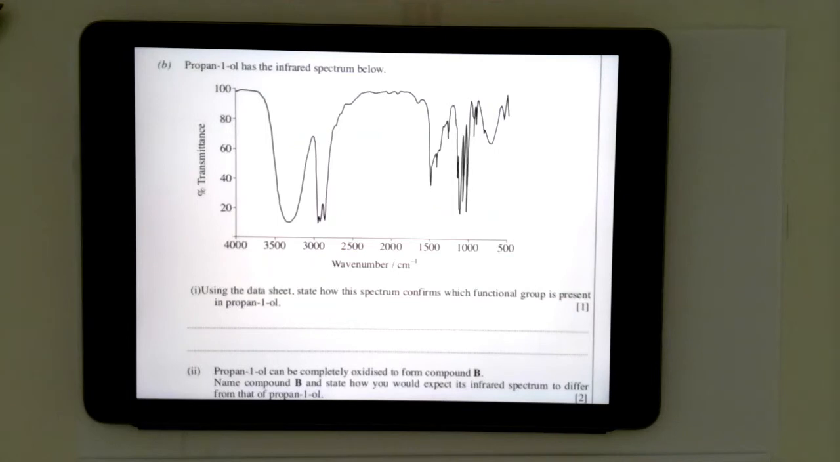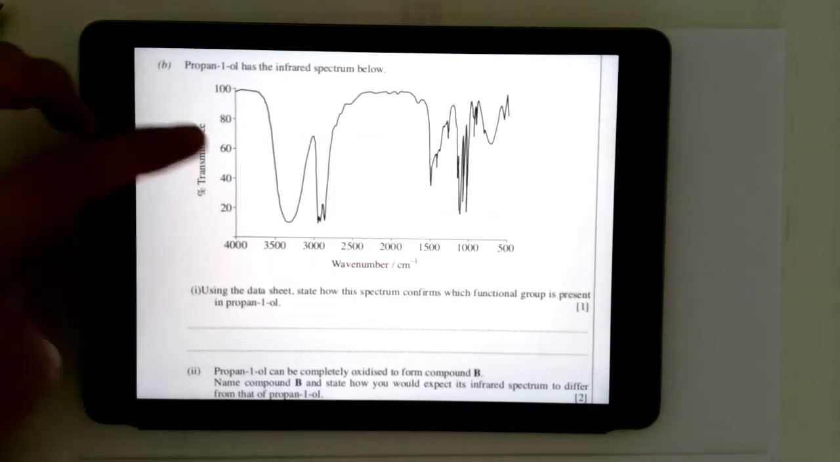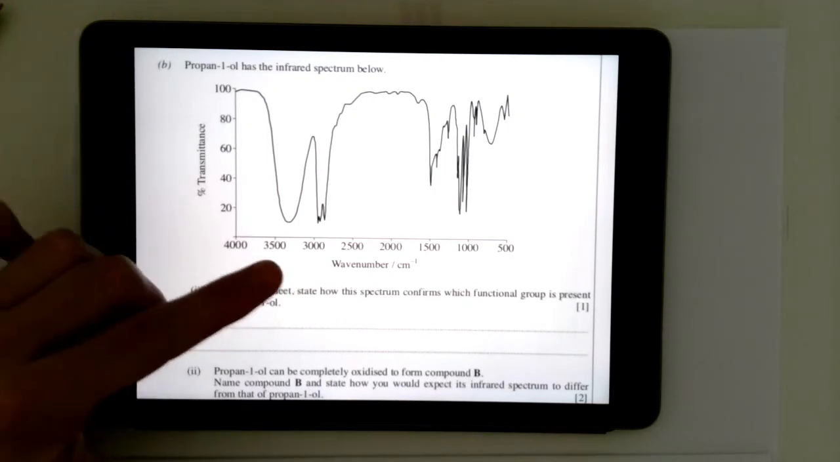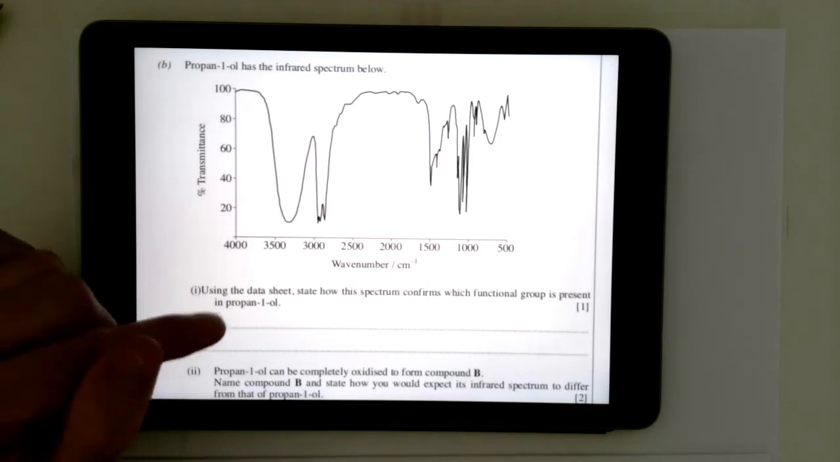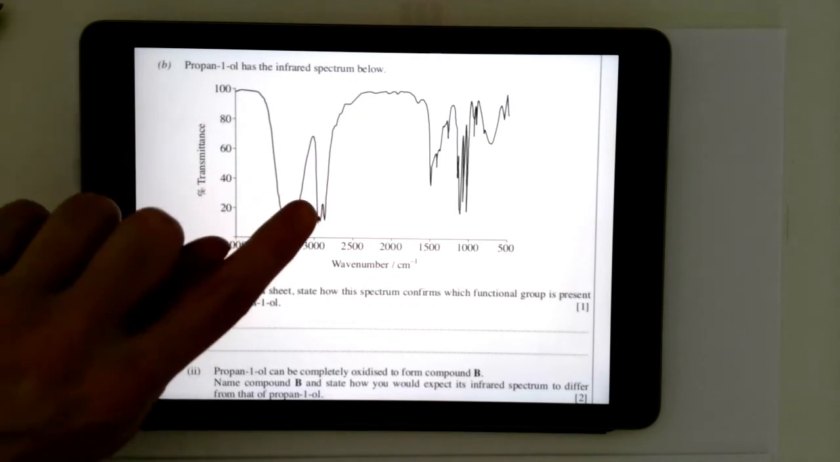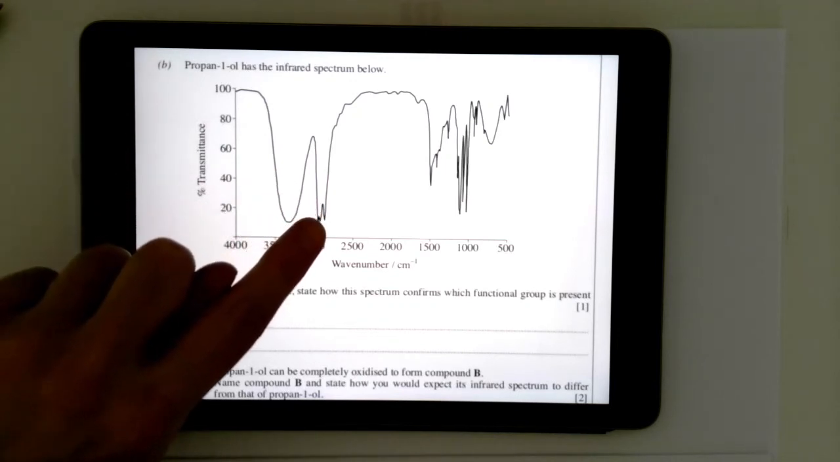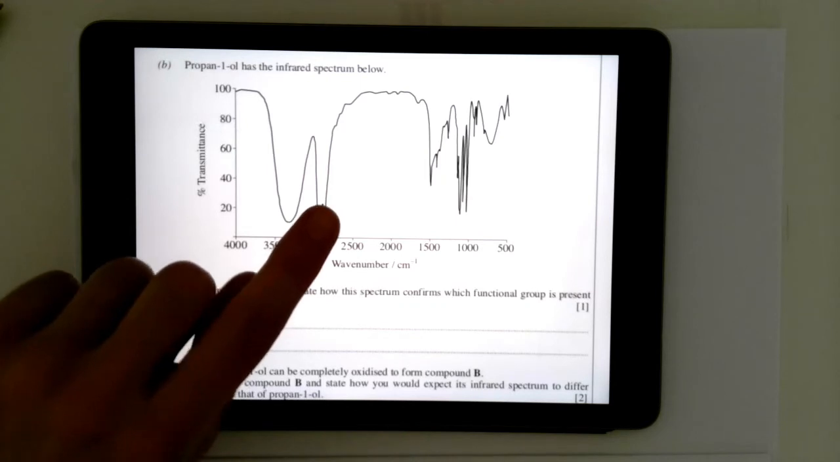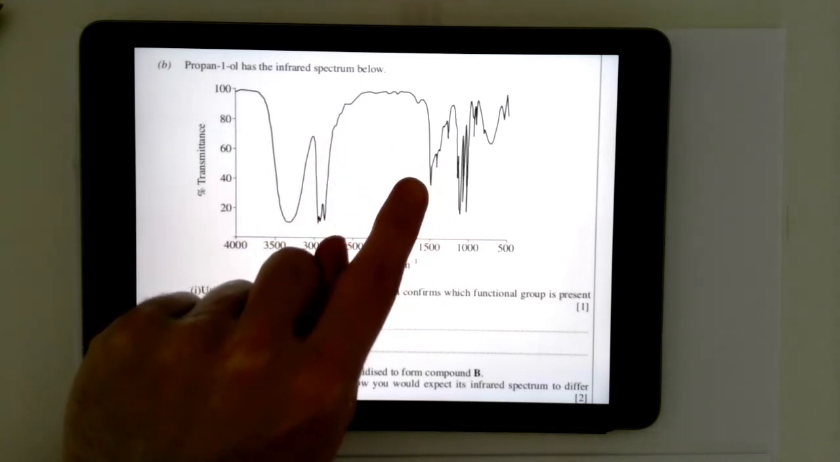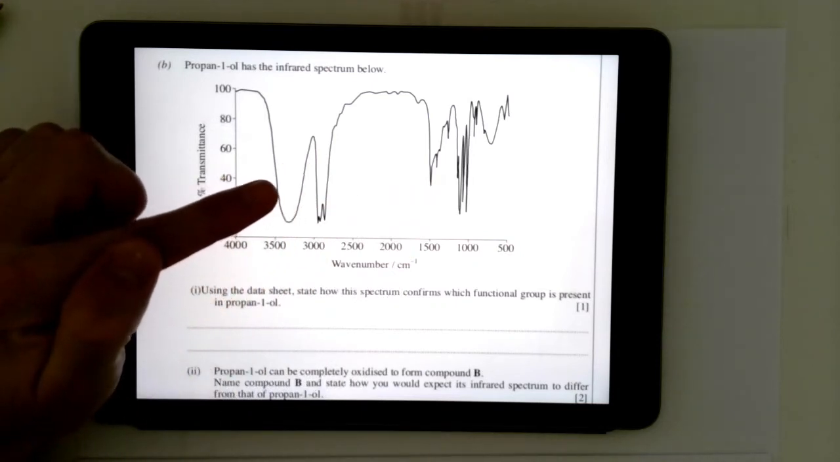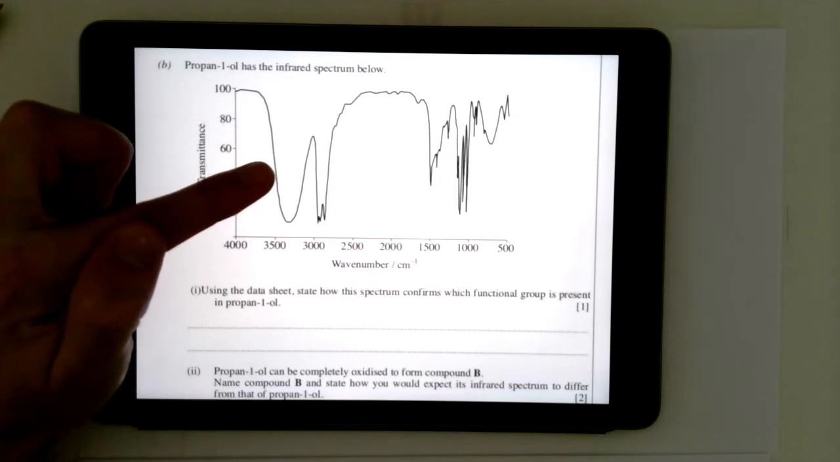So here's an example of a really basic question on it. Propan-1-ol has this infrared spectrum, and it says, using the datasheet, state how the spectrum confirms which functional group is present in propan-1-ol. So they're interested in just the functional group that's present. If you look at the data booklet and what this peak here corresponds to, that's a carbon to hydrogen bond. We're not interested in that because it's not a functional group, so that's not going to get us any marks. This peak might be a carbon to oxygen bond causing it, but the peak that confirms the functional group is this one here. So that is an oxygen to hydrogen bond.